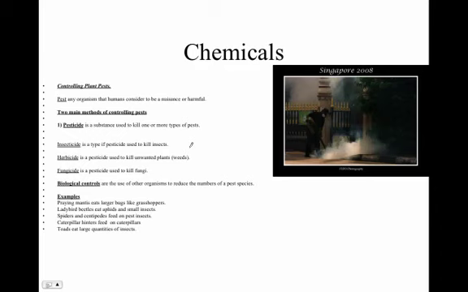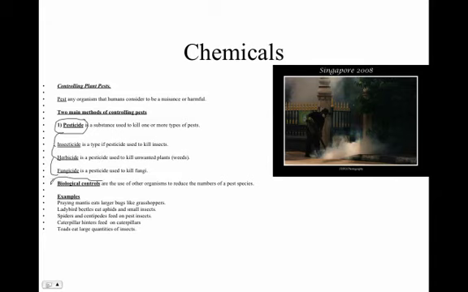Chemicals and the spraying of chemicals are also threats to extinction of species, and so we're spraying more and more pesticides, and they can come in the form of insecticides or herbicides or even fungicides, which kill fungi. Herbicides kill plants, insecticides, of course, kill insects.